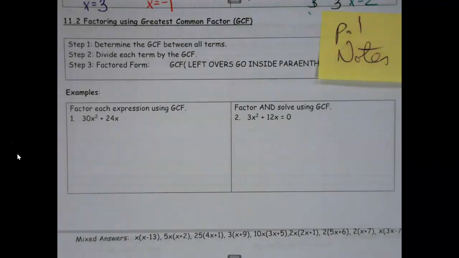So today we are going to discuss factoring using what's called the greatest common factor. Now, factoring just means we're going to break down or simplify something, and in this case, by finding what each of our terms has in common. Hence, common factor. So, it says step one, we're going to determine the greatest common factor between all of our terms. Then we're going to divide. We're going to write this in factored form.